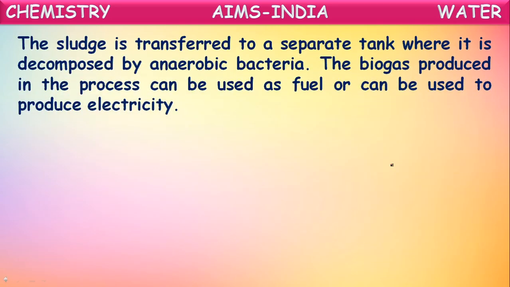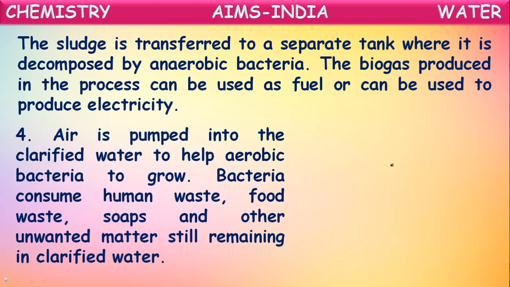The sludge is transferred to a separate tank where it is decomposed by anaerobic bacteria. The biogas produced in the process can be used as fuel or can be used to produce electricity. So by the purification of water, the sludge collected will be transferred into another container. From that, either biogas is produced or they produce electricity by the decomposition of this sludge, because it is completely organic matter.